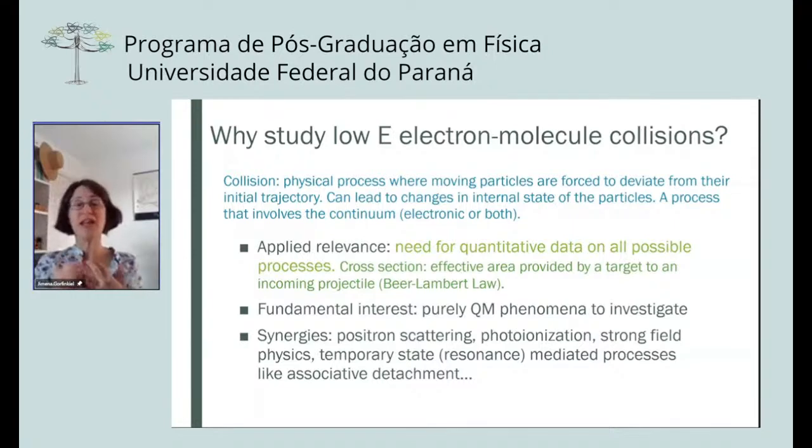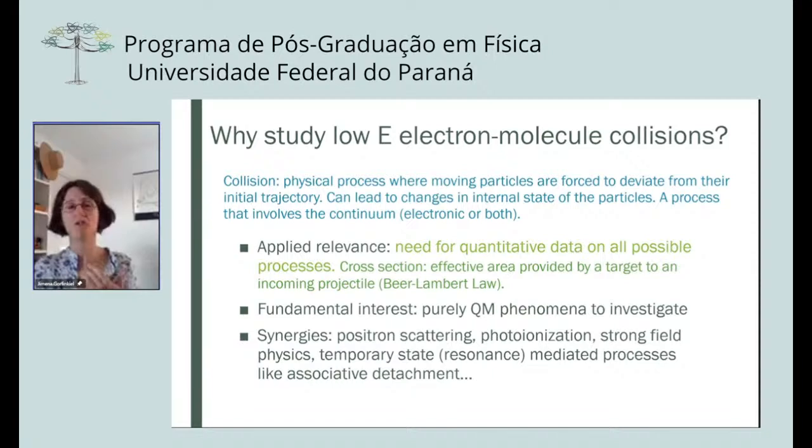One of the important points here, and the reason why describing collisions is harder than, for example, describing bound states of systems, is that this process involves the continuum, electronic, and occasionally the continuum of the nuclear degrees of freedom as well. So why do we study these processes? Why are they important?